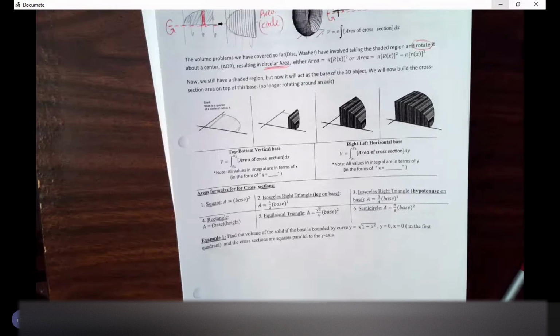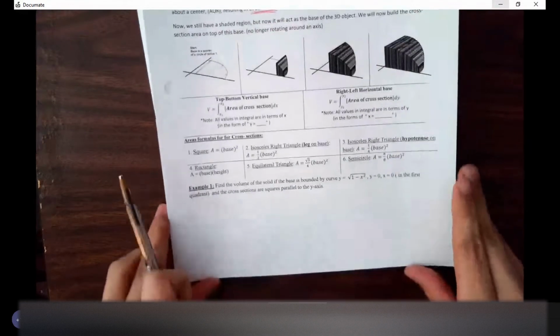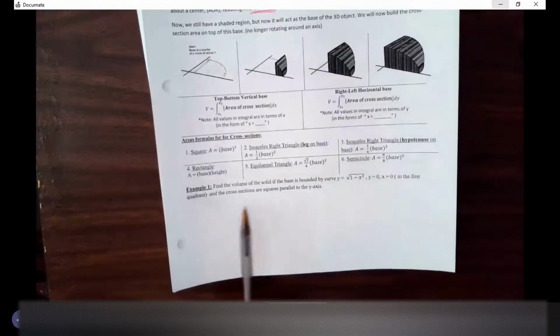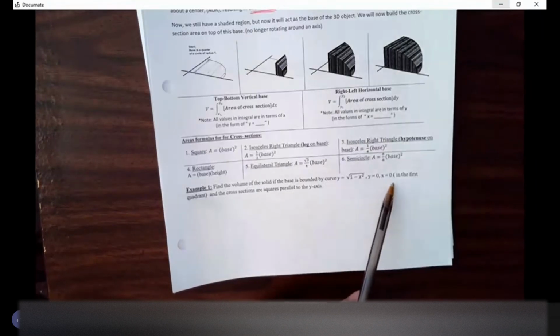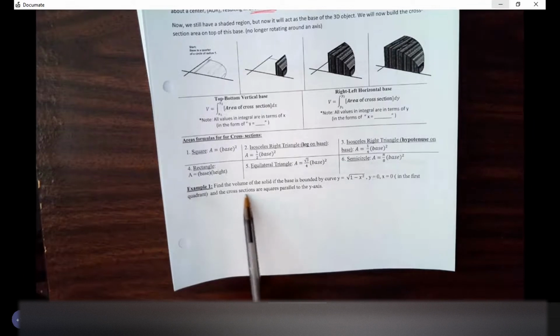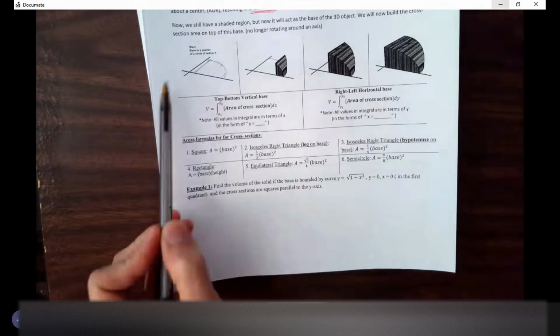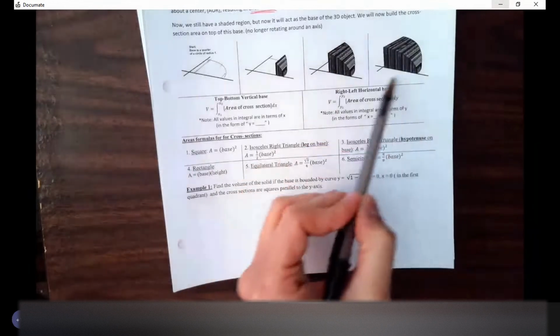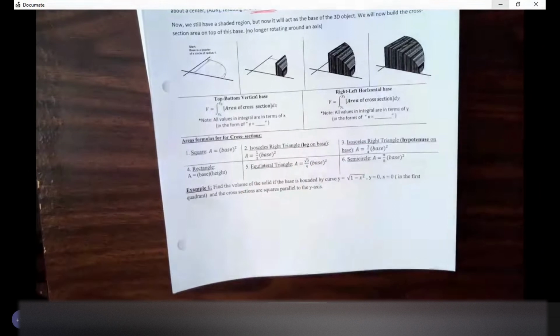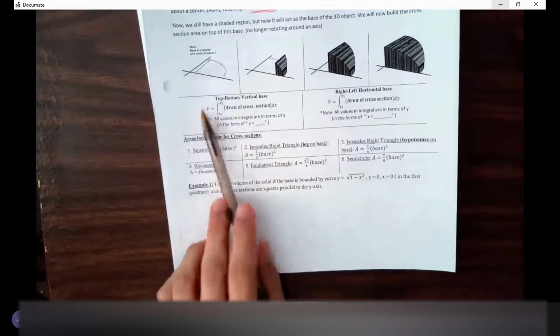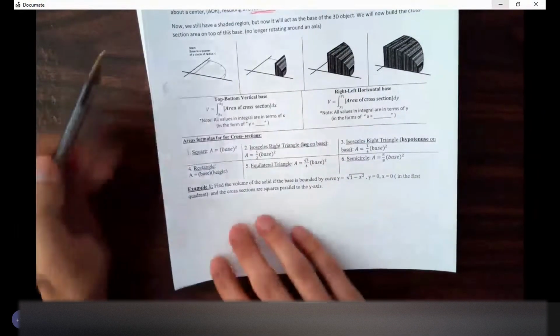Okay, so let's look at example 1 here. Find the volume of a solid if the base is bounded by the curve y equals square root of 1 minus x squared, y equals 0, x equals 0 in the first quadrant. Cross sections are squares parallel to the y-axis. So this example 1 is just building this right here. We're trying to find the volume of this specific object. But I'm going to be drawing it in more of a two-dimensional perspective here.